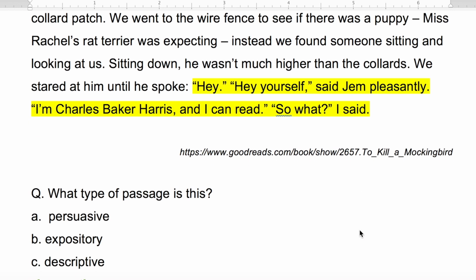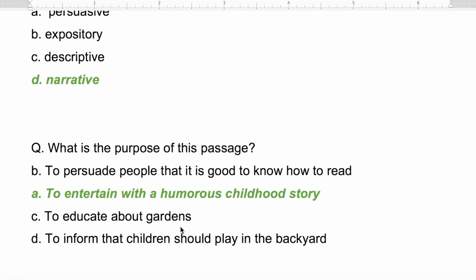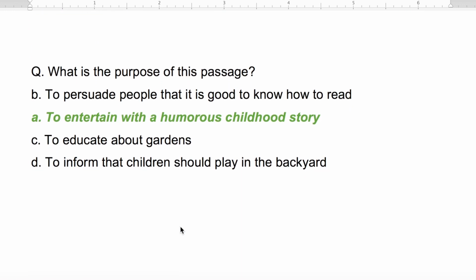So let's try a question. What type of passage is this? Well, we look up, we see those quotation marks, we know it's narrative. And we're not reading that, by the way. We're just looking as fast as we can. What's the purpose of this passage? To entertain with a humorous childhood story. A narrative passage will always be to entertain.